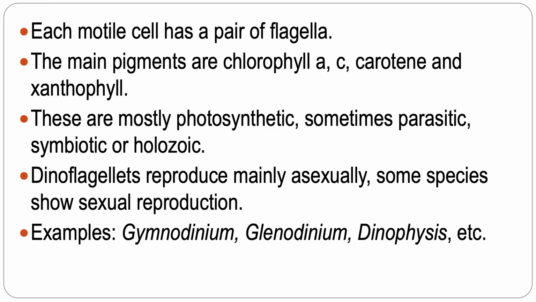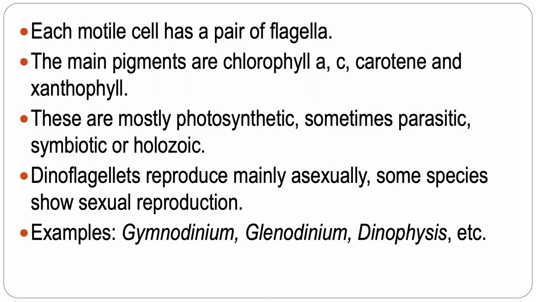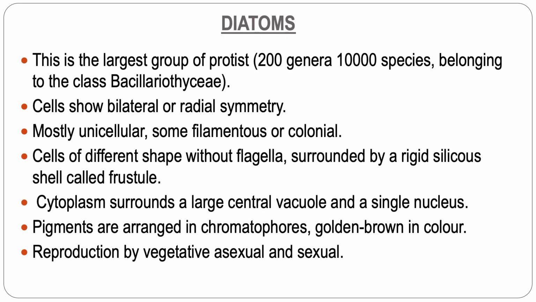The main pigments are chlorophyll a, c, carotenoid and xanthophylls. These are mostly photosynthetic, sometimes parasitic, symbiotic or holozoic. Dinoflagellates reproduce mainly by the asexual method of reproduction. However, a few species show the sexual method of reproduction. The examples of these are Gymnodinium, Glenodinium, Dinophysis, etc.